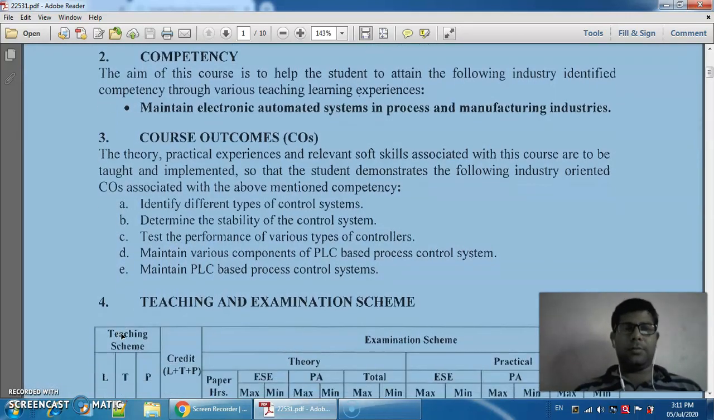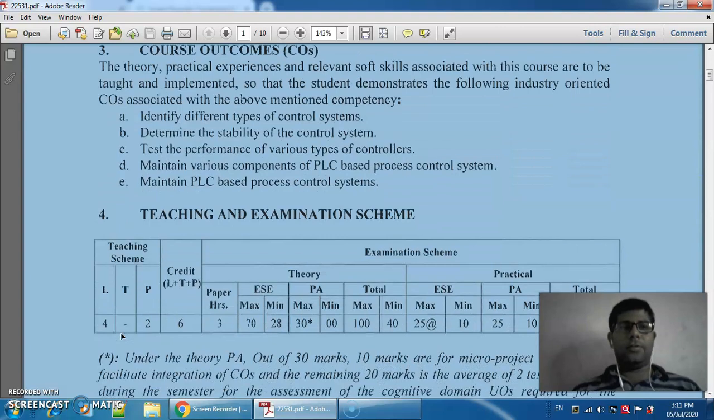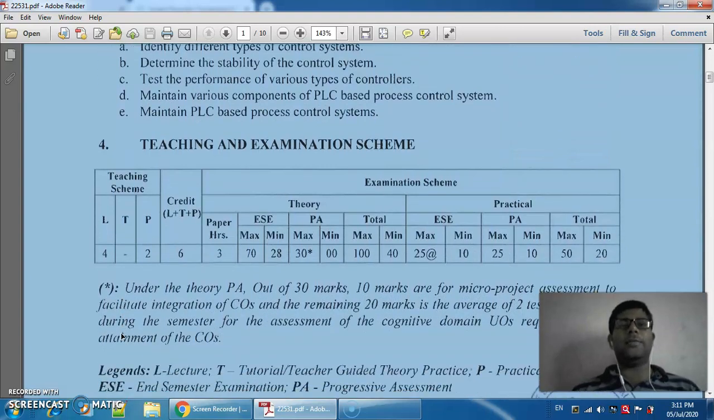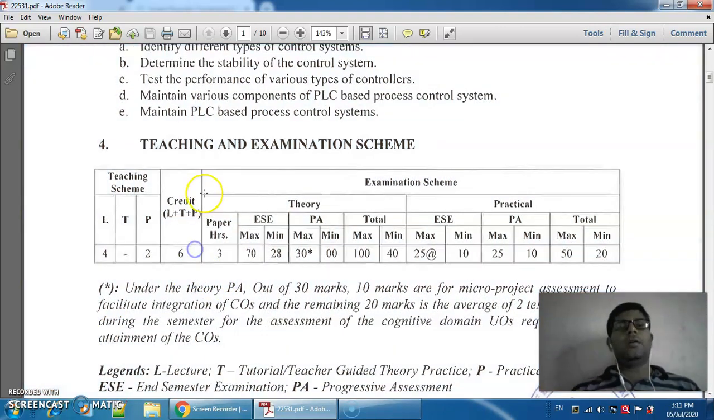We will move forward. The 4th point is teaching and examination schemes. Actually this is also an important part, because whenever you start to study, you should understand what the subject content is and what the marking system is. You should know how many marks are allotted for each chapter, likewise.